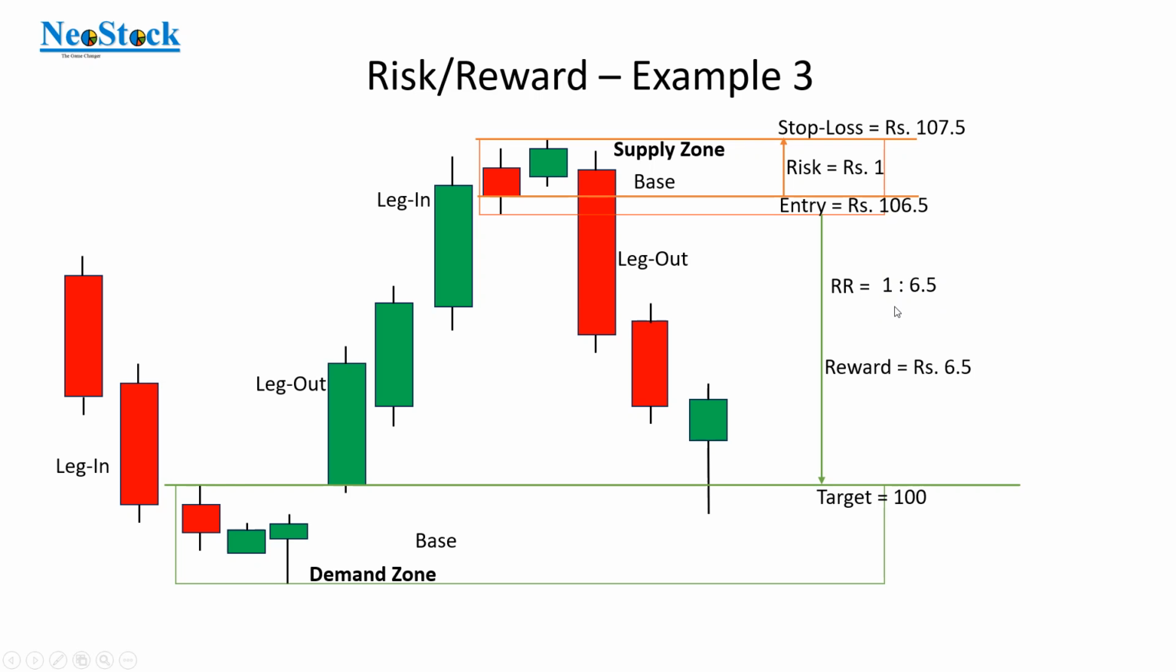Assume you sell 1,000 shares. This is a short trade, right? Because in the supply zone we have to go for a short trade. If you short at the supply zone, for every 1,000 stocks you sold here, you get 6.5. That means if you get a loss, it is going to be 1,000, and if you get a profit, it is going to be 6,500 rupees.